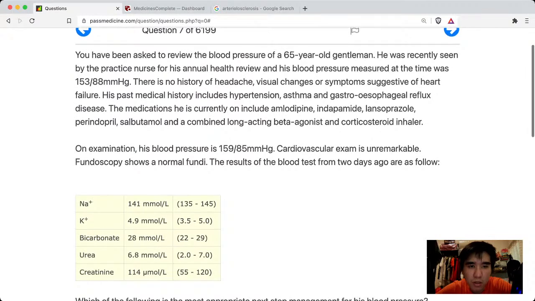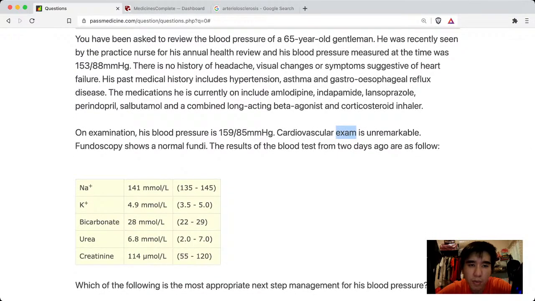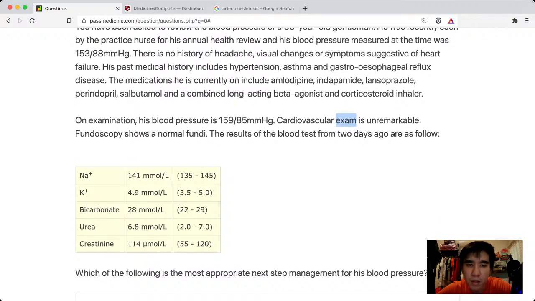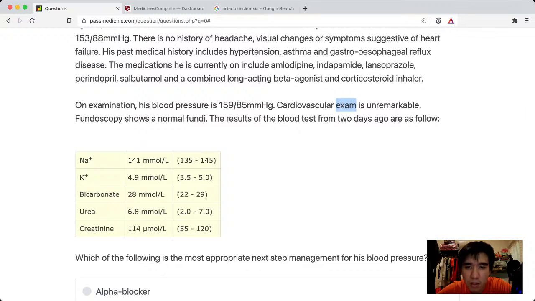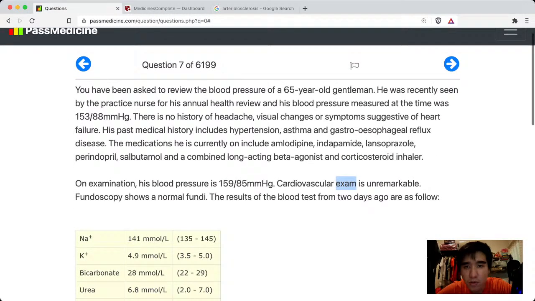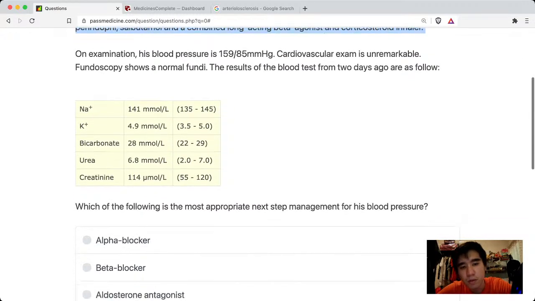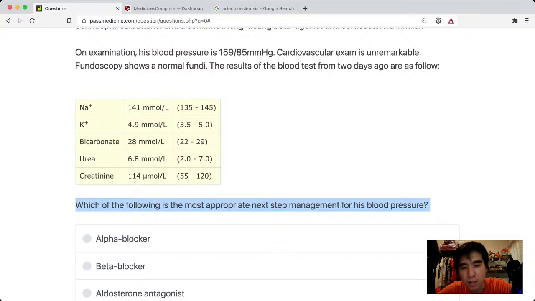On examination, his blood pressure is 159/85. Cardiovascular exam is unremarkable. Fundoscopy shows normal fundi. The results of the blood tests from 2 days ago are as follows. So we're just reviewing blood pressure, are we? Sodium normal, potassium normal, bicarbonate normal, urea normal, creatinine normal. Which of the following is the most appropriate next step management for his blood pressure?